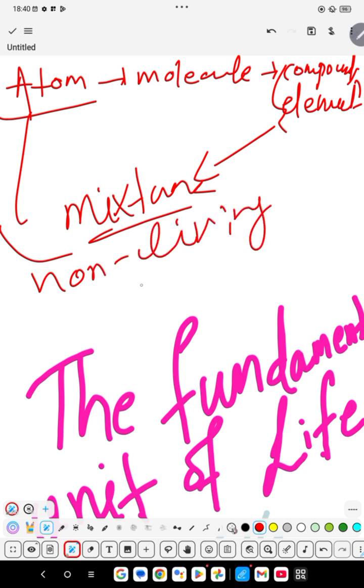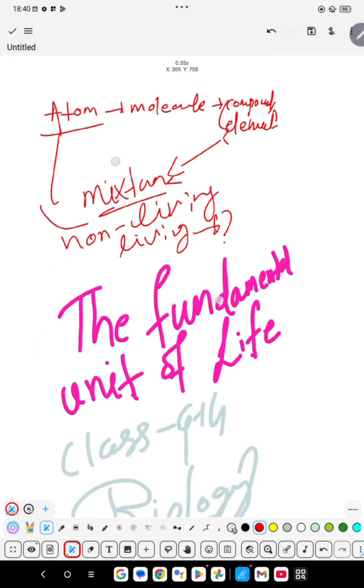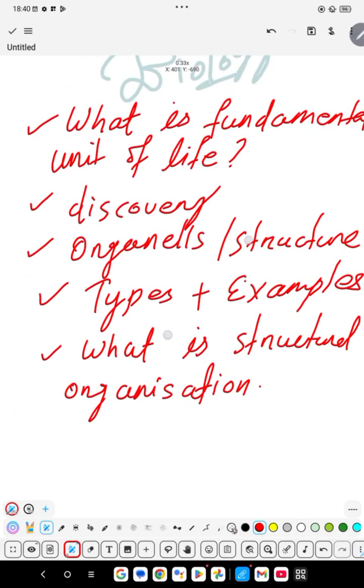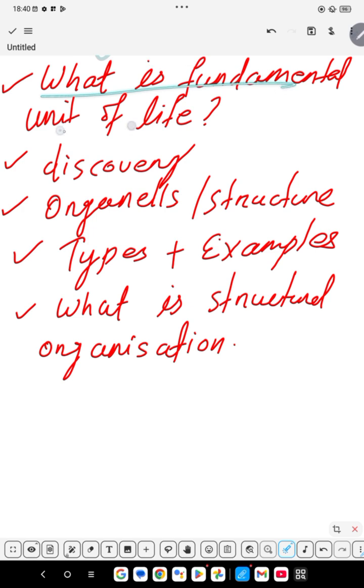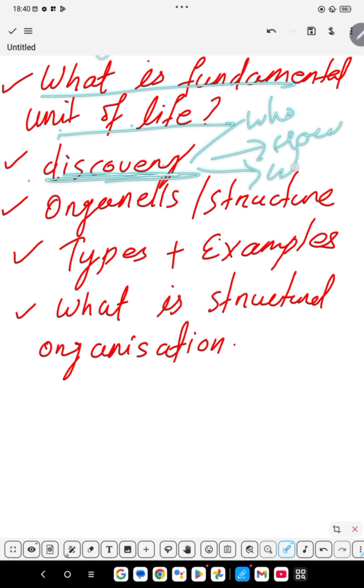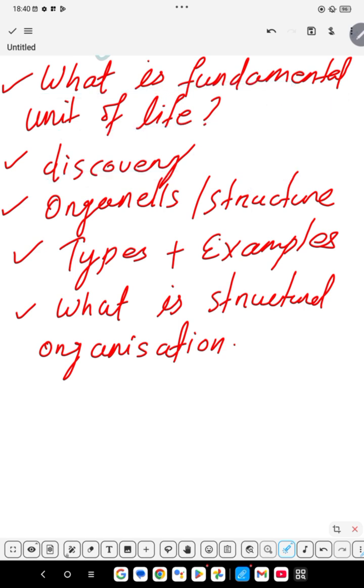So what about living? Our question is that, right? What is the fundamental unit of a living thing? So today we'll discuss that. We will discuss what the fundamental unit of life is, and its discovery. In this discovery we'll look at who discovered it, how the discovery took place, and when it was discovered. We'll just look at these three things: who, how, and when.